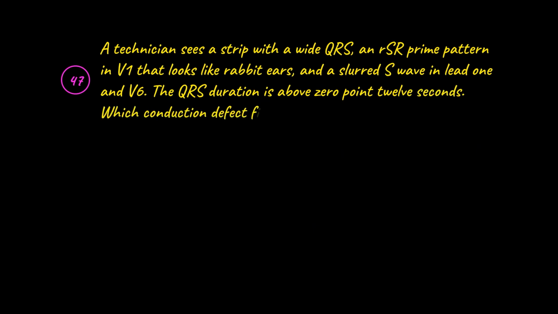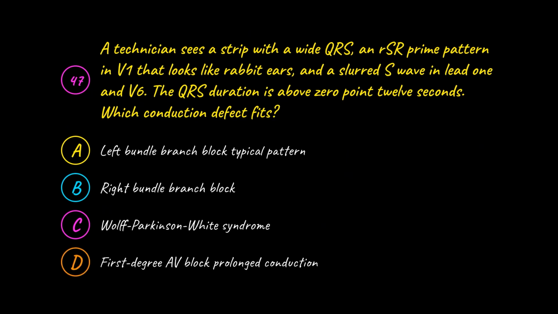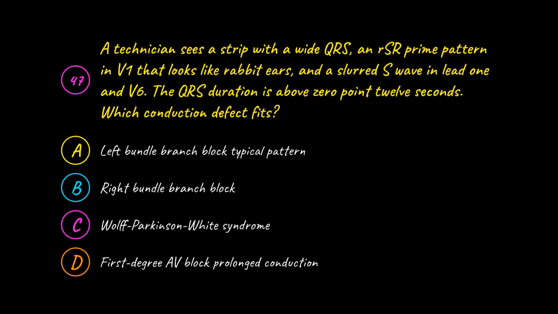Which conduction defect fits? Your options are A. Left bundle branch block typical pattern, B. Right bundle branch block, C. Wolff-Parkinson-White syndrome, D. First degree AV block prolonged conduction. Don't overthink it. Which one feels right?